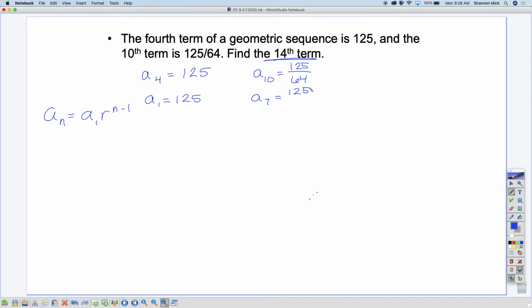So now that I have this, can I plug it in and solve for r? If I have a sub 1 now, can I plug it in and solve for r? Yeah. I should be able to, right? So this is my a sub 1, my n is 7, and my a sub n is what? 125 over 64. So I have 125 over 64 equals a sub 1, which is 125.